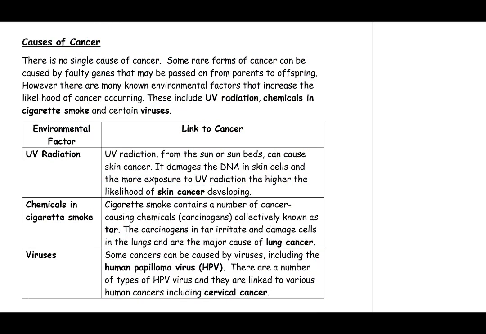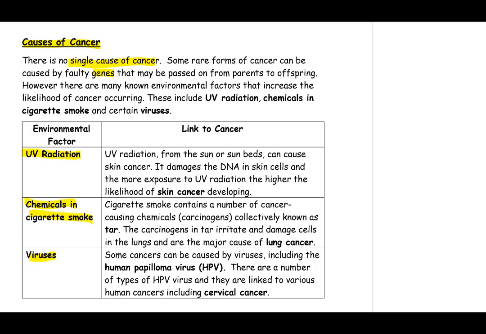So this section then just focuses on the causes of cancer. So there's no single cause, that should be said. There's lots of different ways which cancers can be caused. They can be caused by UV radiation, they can be caused by chemicals in cigarette smoke, and they can also be caused by viruses. Some people even have genes which make them more likely to have cancer. So there is loads of different causes.